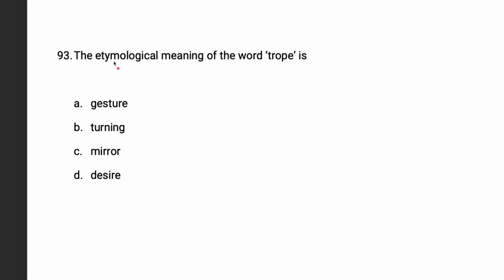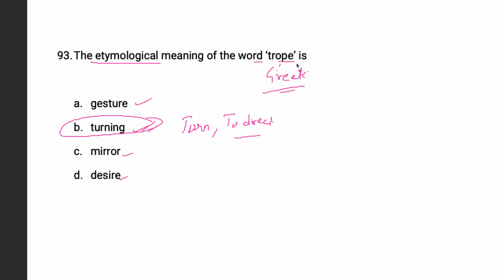Next question, the etymological meaning of the word trope is gesture, turning, mirror, or desire. The correct answer is a turn, to turn or to direct. It is a Greek word and it is used for figurative language, a figurative or rhetorical device. The devices like figures of speech we use in order to beautify the language, to heighten the effect of verse or literature. So in Greek this is called trope.